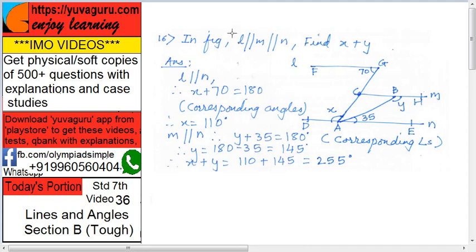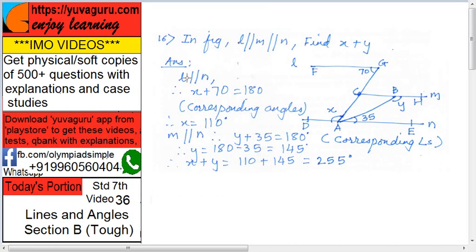In the given figure, line L is parallel to M is parallel to N. Find x plus y. What all is given? See, these lines are parallel. This angle is 70. This is 35. And we have to find this x plus y. So let's start.